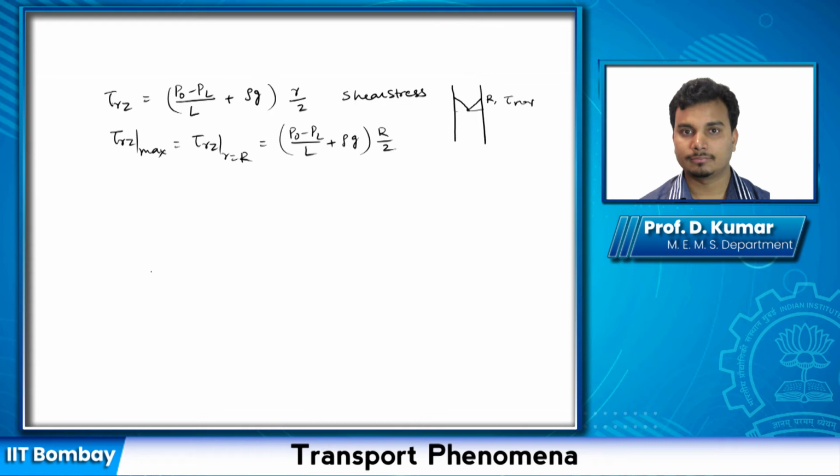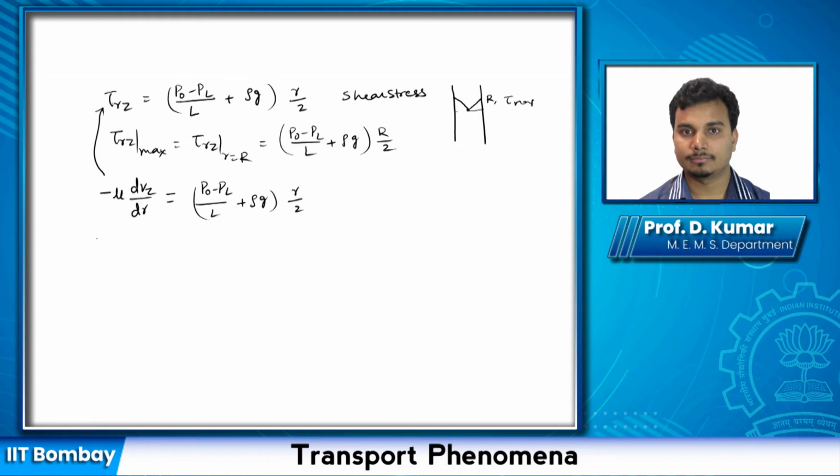That solves our one problem. Now the other thing is we want to know what the flow rate and velocity will be. So we continue from here. tau rz can be written as minus mu dVz by dr, right? So this is from assuming a Newtonian fluid. Okay, so this will be p naught minus pL by L plus rho g, times r by 2. Other things are constant.